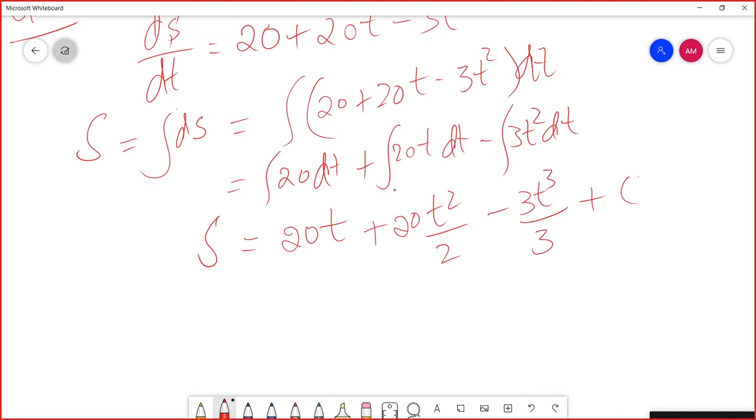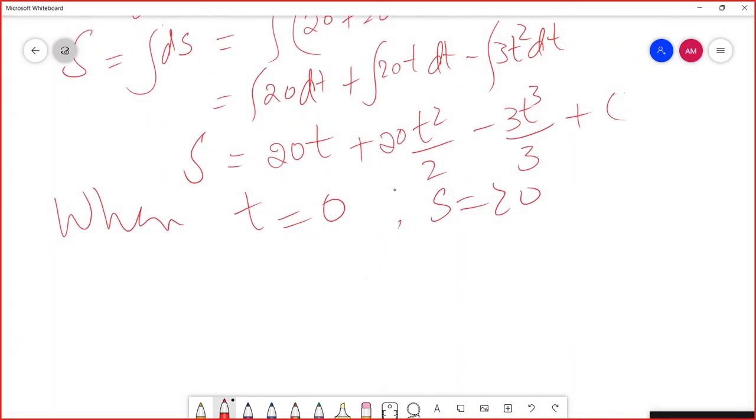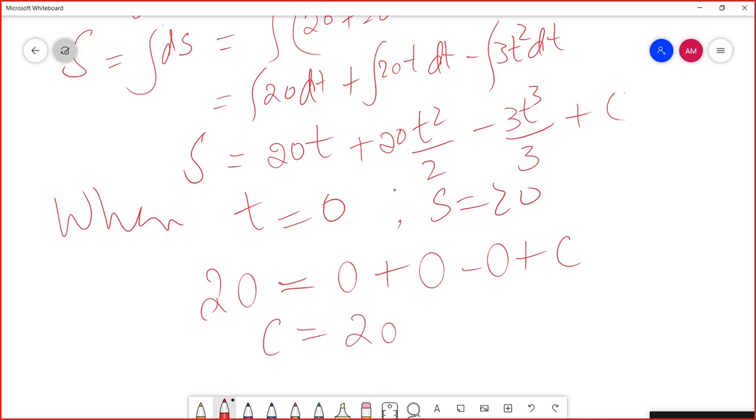Yeah, so it means, if you don't understand, let me know. S was 20. It is given. So it means if I put T equal to 0, then 20 is equal to 20 times 0 plus 0 minus 0 plus C. So C is equal to 20.